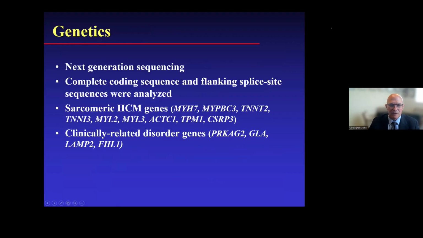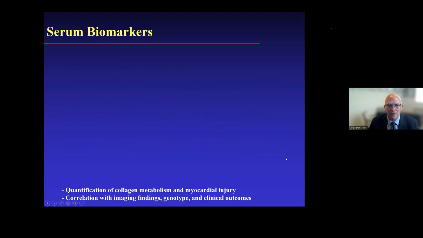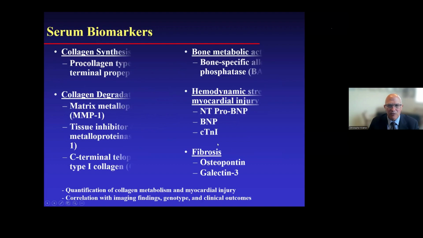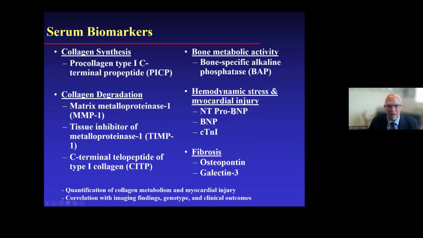The genetics is led by Hugh Watkins at Oxford. The core lab involved next generation sequencing. It was not a discovery study. It was looking for known sarcomeric HCM genes and ruling out clinically related disorder genes. A number of serum biomarkers were measured by Carolyn Ho at the Brigham, who ran our core biomarker lab. But most importantly, the markers of hemodynamic stress and myocardial injury, NT-proBNP and high sensitivity troponin I.